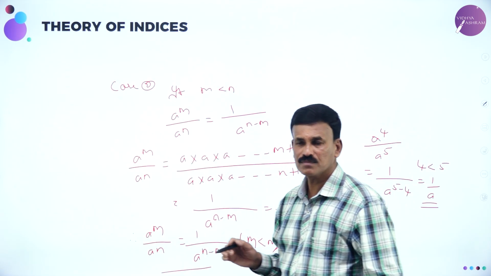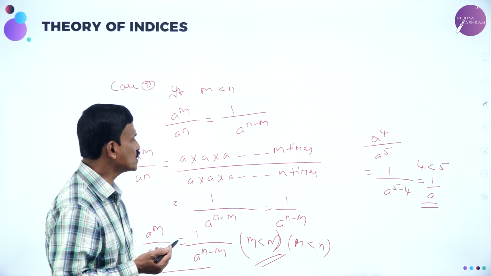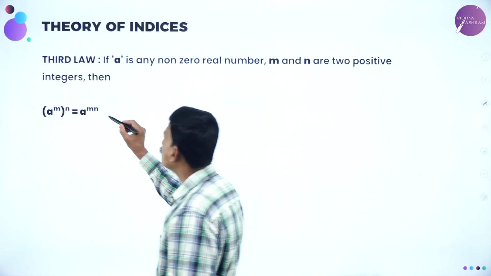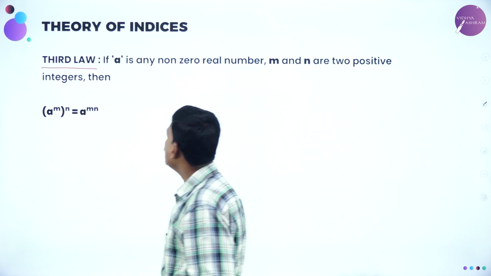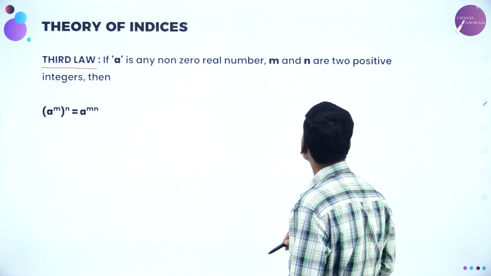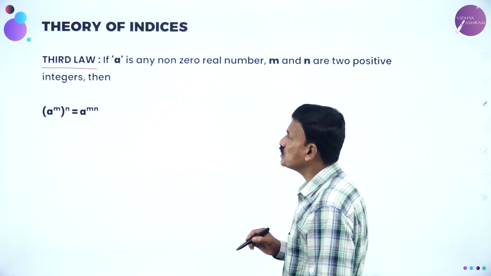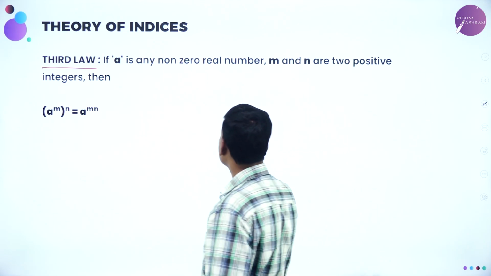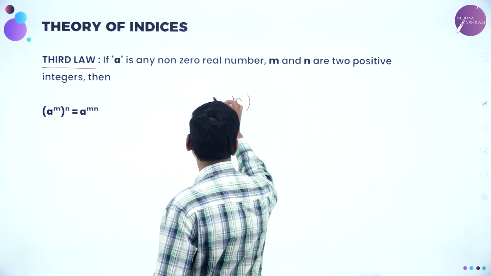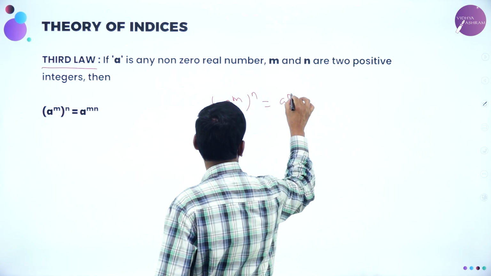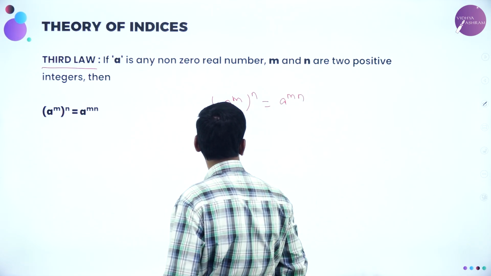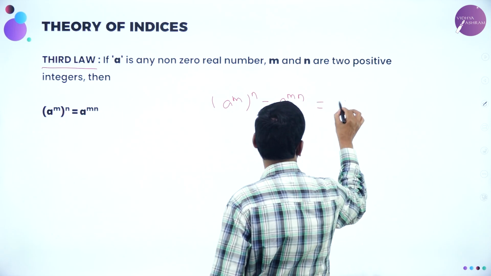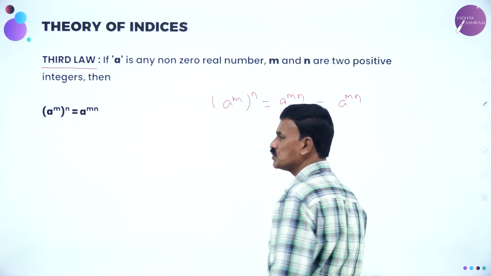That's it. Okay. Now, let us come to the next law, third law. So, what is the third law here? If a is any non-zero real number, m and n are two positive integers, then prove that (a to the power of m) whole raised to n is equal to a to the power of m into n. (a raised to m) whole raised to n can also be written as a to the power of mn.